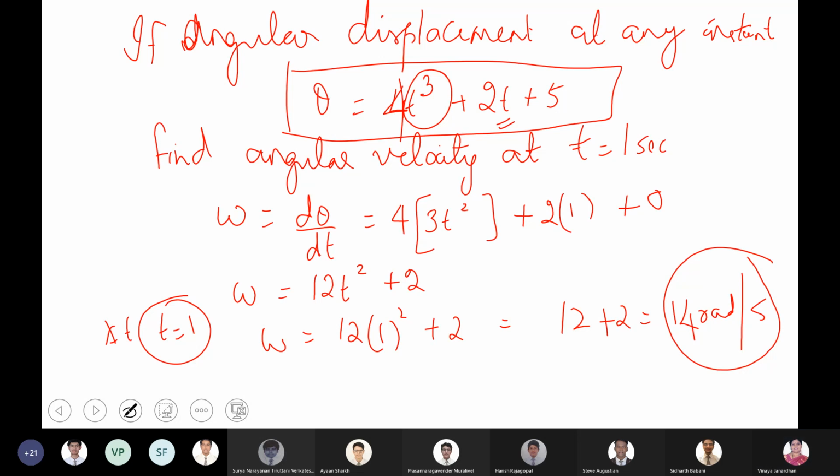Copy down, boss. Stress versus strain graph, very important graph for all the examinations from your examination point of view. So stress strain graph, you need to learn both.